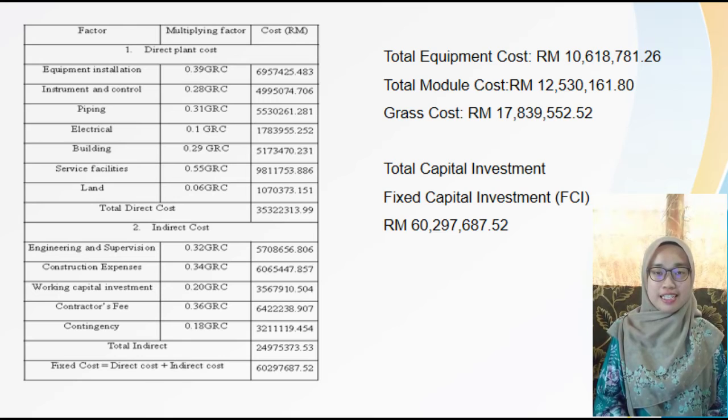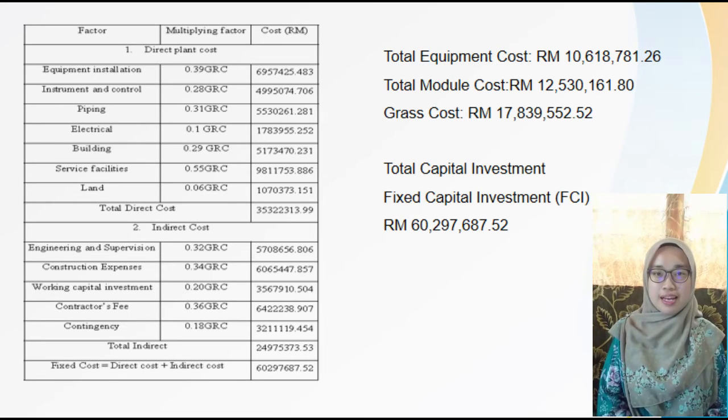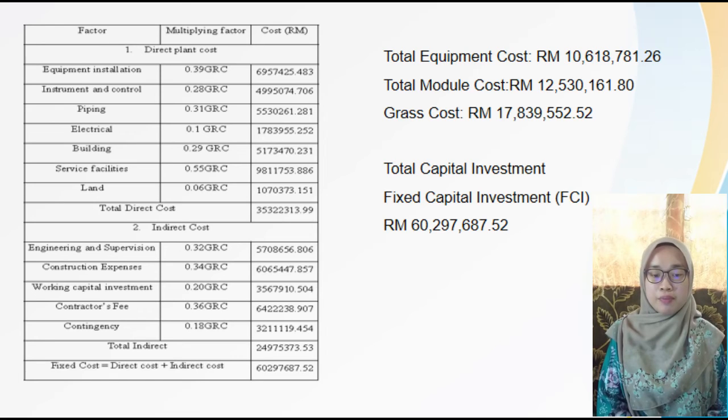For economic analysis, first of all, the total cost for equipment is 10,918,781 ringgit 26 cent, including reactor, heat exchanger, separator, and distillation column. But the total module cost is 12,530,161 ringgit 80 cent, and the grassroots cost is 17,839,552 ringgit 52 cent.